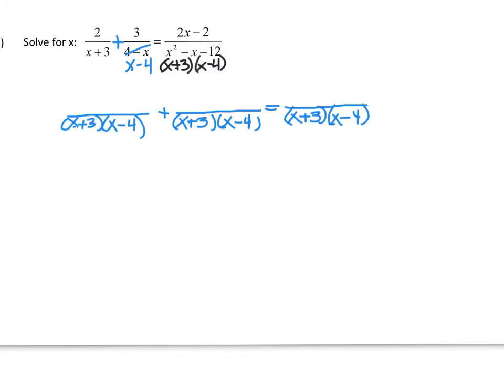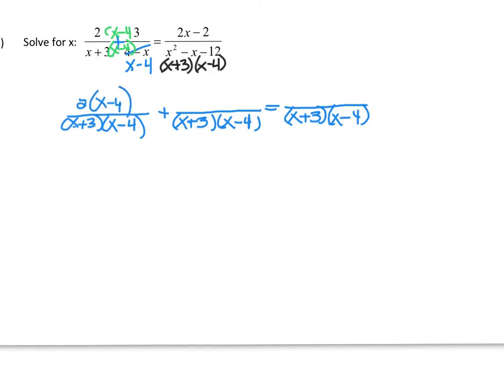Okay, so now what we want to do is look at our original fractions and ask, what is this denominator missing that the common denominator has? Well, it has the x plus 3, but it's missing the x minus 4. So I'm going to multiply the top and bottom of this, in another color so it stands out, by x minus 4. Okay, so we can see in the numerator we have 2 times x minus 4. I'm going to put that right in here. Okay, 2 times x minus 4.